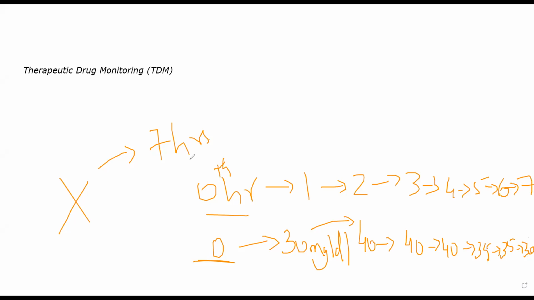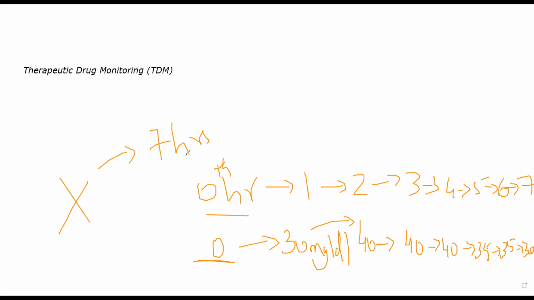Now, essentially, this plasma concentration itself will depend on several factors. It will depend on bioavailability, it will depend on volume of distribution, it will also depend on clearance. Clearance is a concept that has not been taught to you yet, but essentially drug clearance is a part of drug elimination or drug excretion.